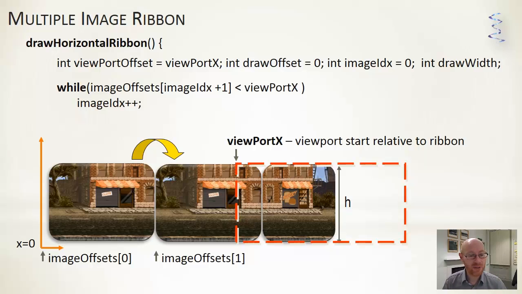And as soon as we find the next image that starts after the viewport begins, this is our indication that part of image index that we're currently on that falls within it. That's where we should stop. That's the first image that we want to draw out.